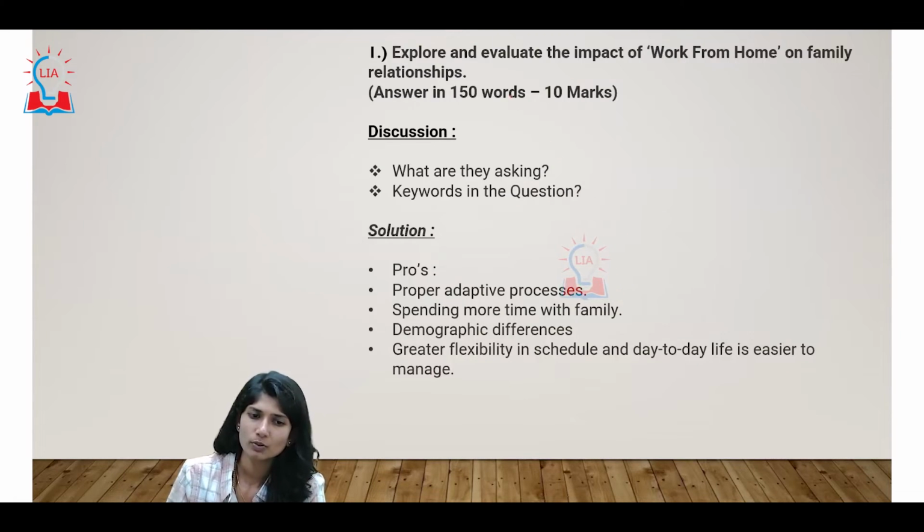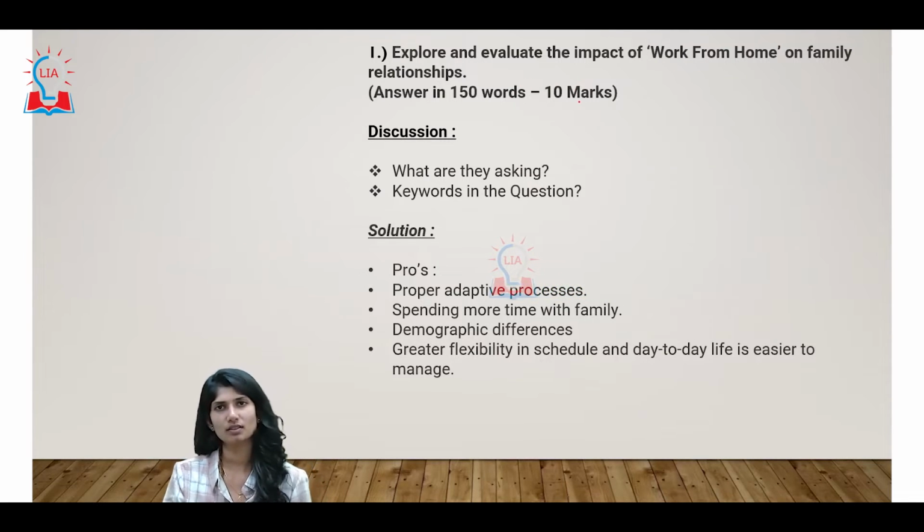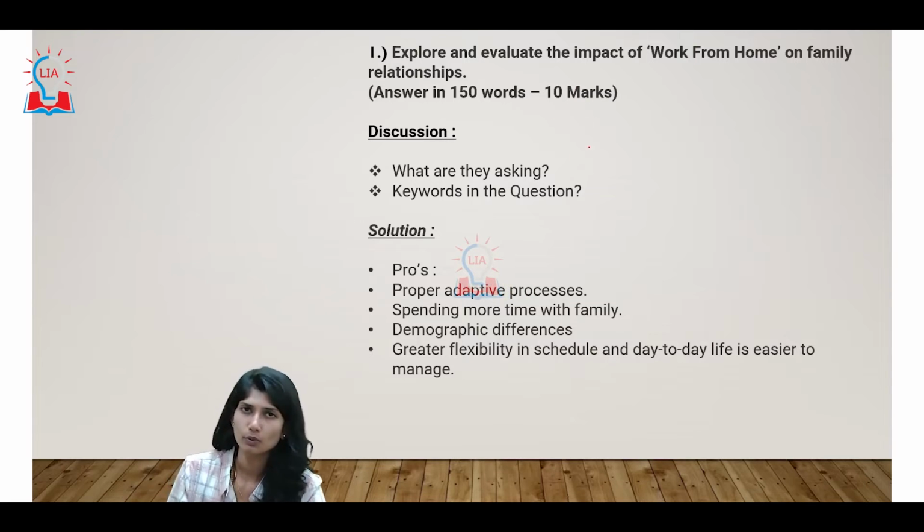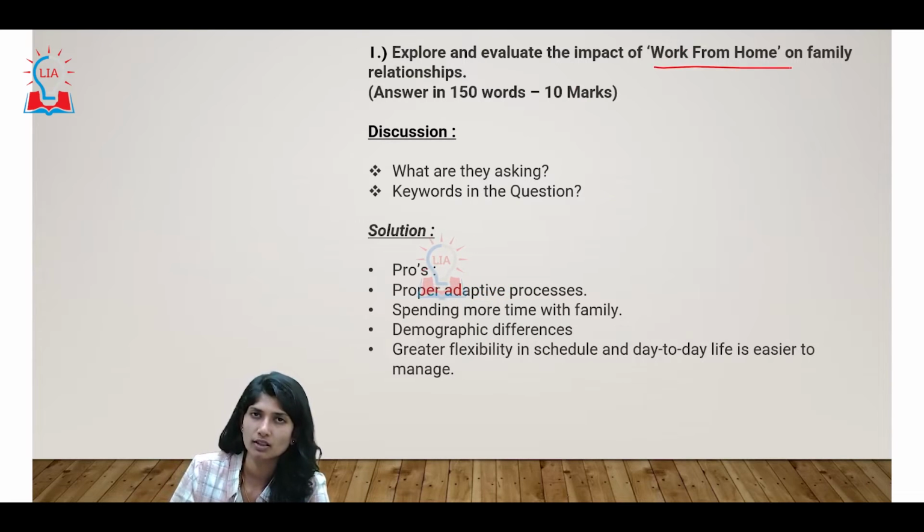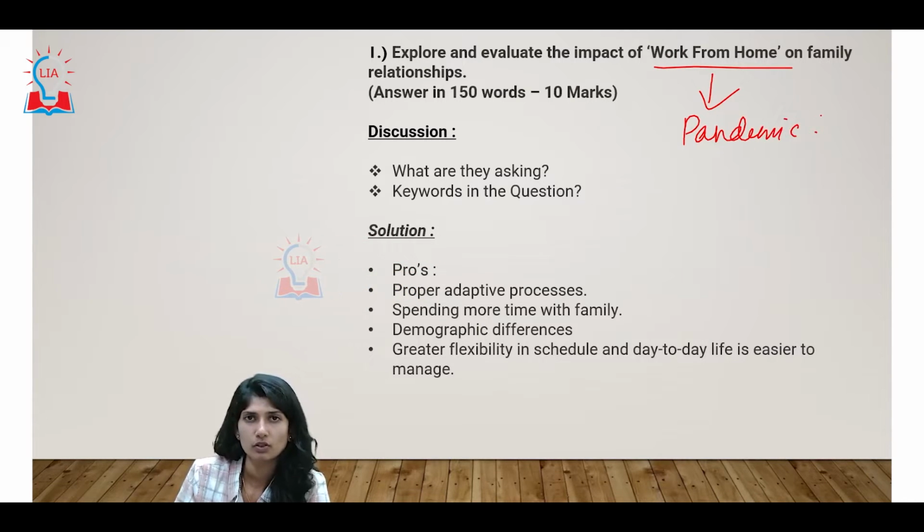First thing, explore and evaluate the impact of work from home on family relationships. The question which was bound to be expected. Work from home culture gained extreme eminence and importance during the time of the pandemic, COVID-19, where everyone had to work from home because of lockdowns and such. So, this had both pros and cons.